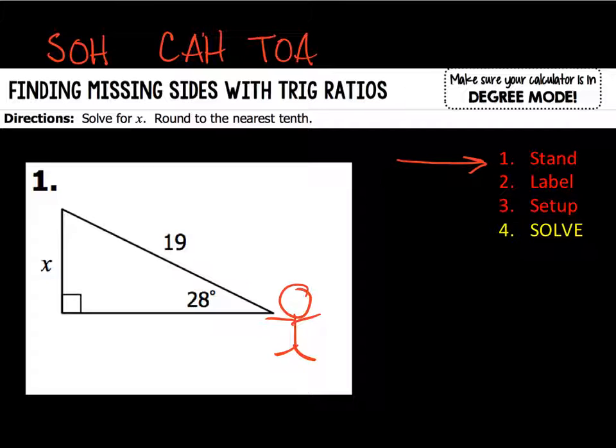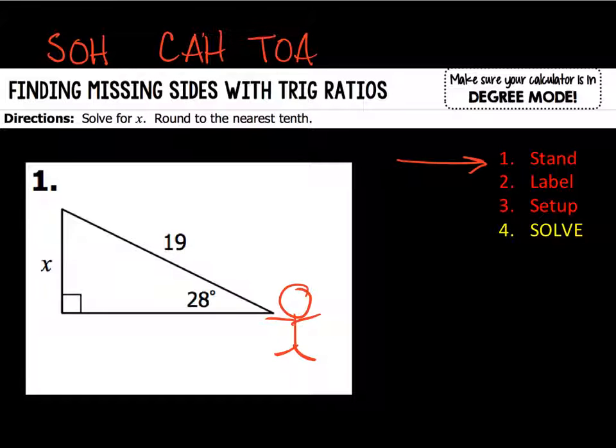Finding missing sides. So finding missing sides with trig ratios, first we want to make sure your calculator is in degree mode. So you go to mode and just scroll down till you see degree. So we're going to solve for X and we're going to round to the nearest tenth. We're going to do the same steps. We're going to stand, we're going to label, we're going to set up, but this time we're adding a step, we need to solve.